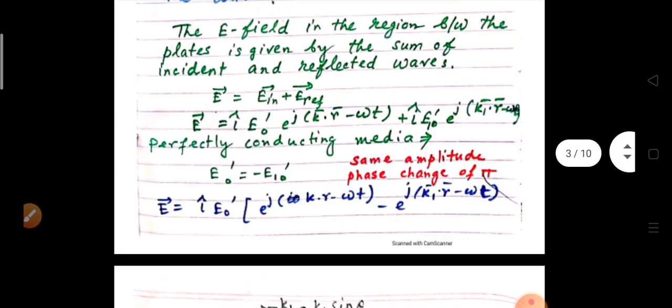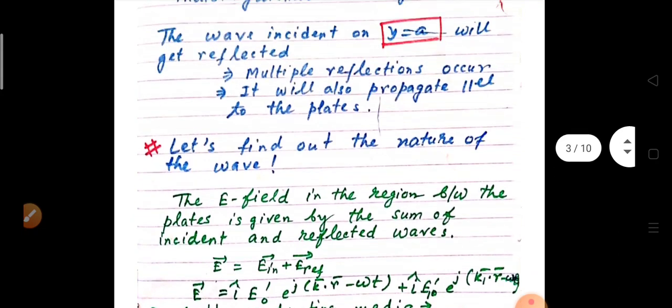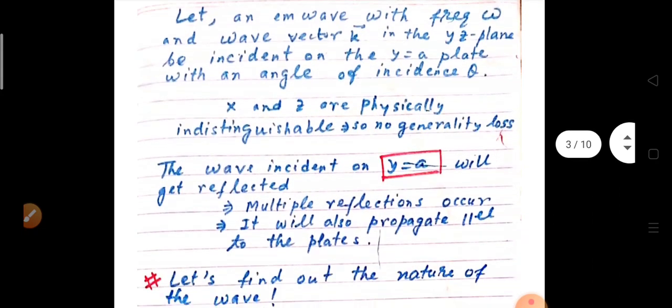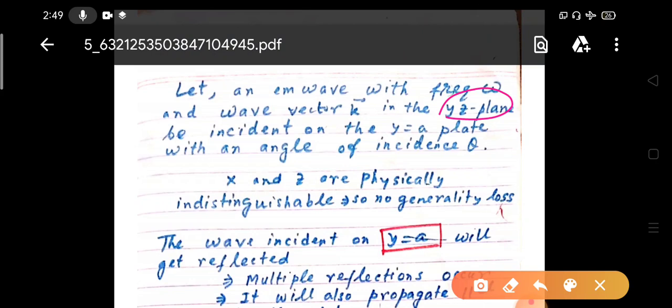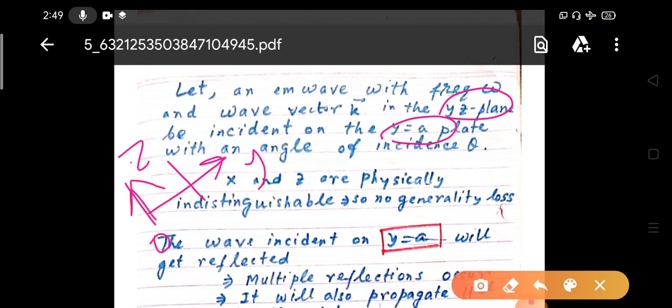Now let's find out the nature of the wave. Suppose we consider an electromagnetic wave with frequency omega and wave number k in the yz plane, incident on the plate at y equals a. So you have y along this direction and z along this, with plates at y equals 0 and y equals a. You are imagining an electromagnetic wave incident on the y equals a plate at a certain angle theta.